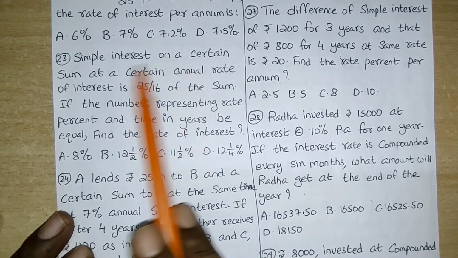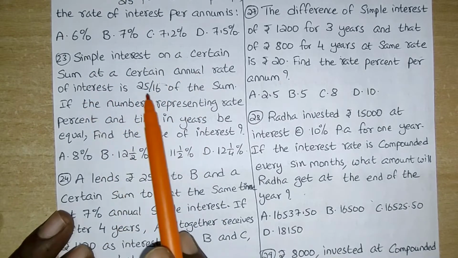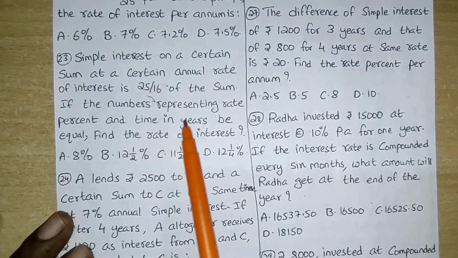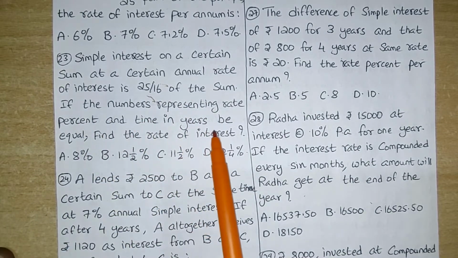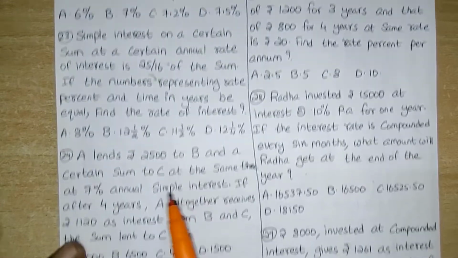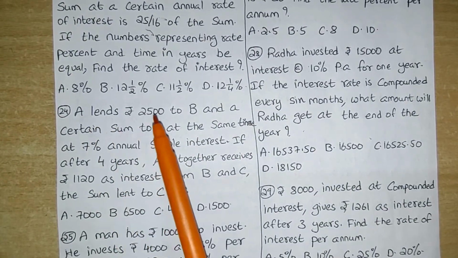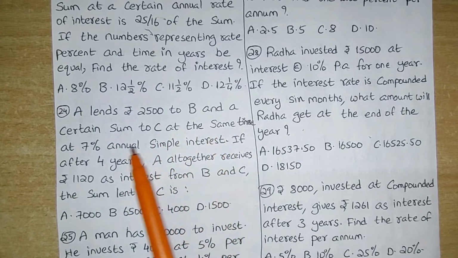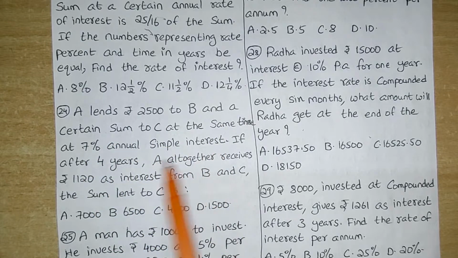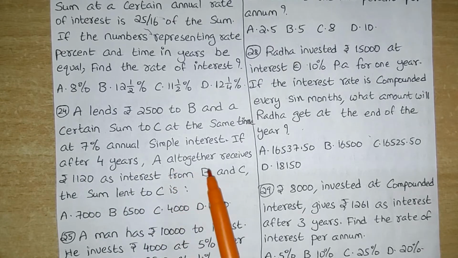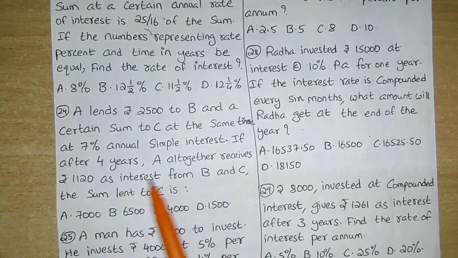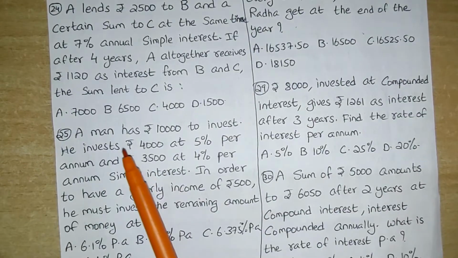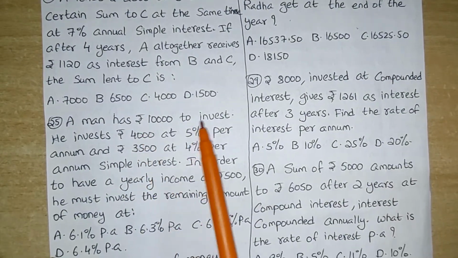Next, simple interest on a certain sum at a certain annual rate of interest is 25 by 16 of this sum. If the numbers representing rate percent and the time in years are equal, find the rate of interest. Next, A lends rupees 2500 to B and a certain sum to C at the same time at 7% annual simple interest. If after 4 years A altogether receives 1120 as interest from B and C, the sum lent to C is how much?